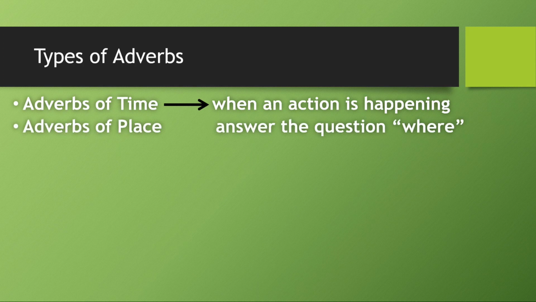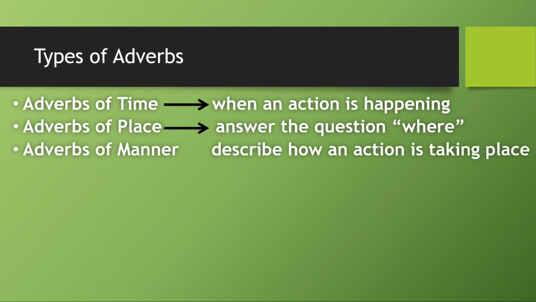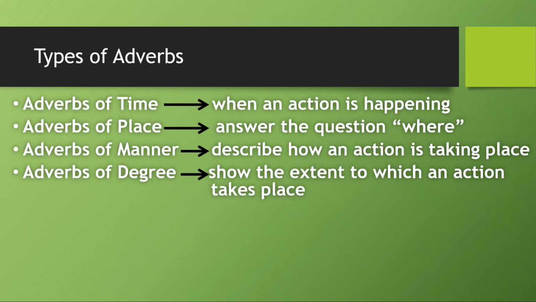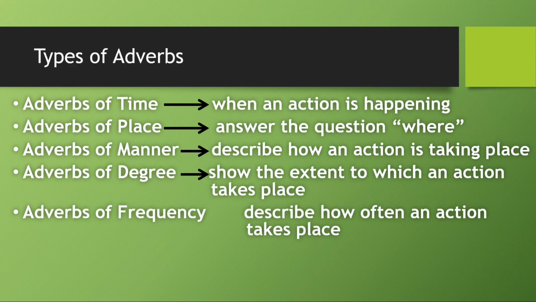Adverbs of place. Adverbs of place answer the question where. We also have adverbs of manner. These adverbs describe how an action is taking place. Adverbs of degree. Adverbs of degree show the extent to which an action takes place. And adverbs of frequency. What are these adverbs? They describe how often an action takes place.